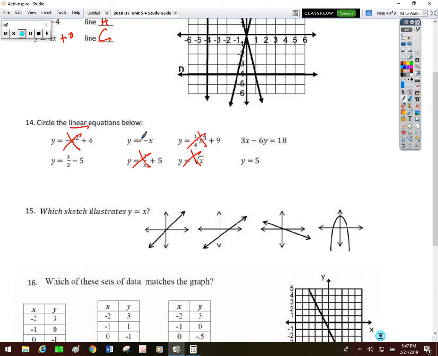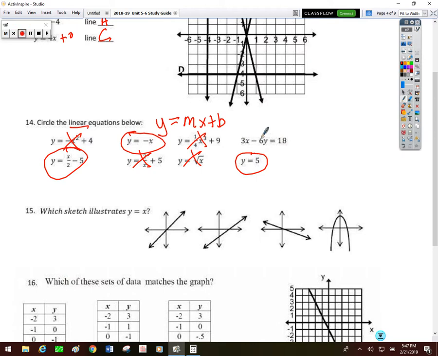Let's check. This is also written to be linear. What you want to do is make sure you can write it in slope-intercept form. Okay? With the exponent, that's either 0 or 1. Well, there's 1. There's 1. There's 1.